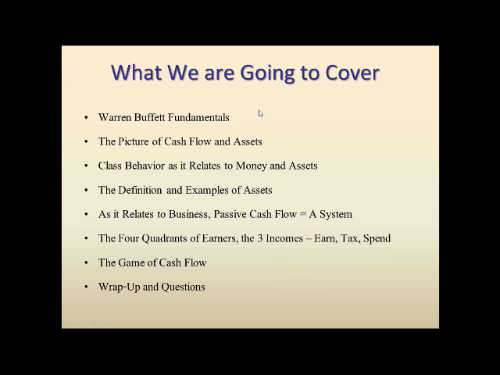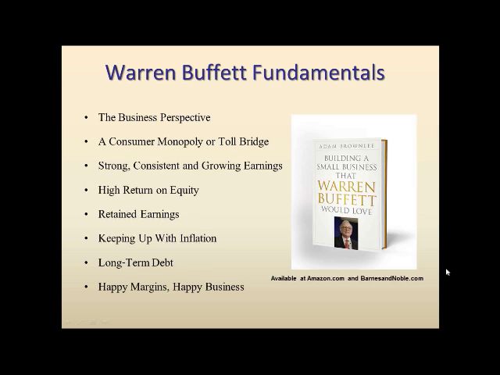I was just going to go over real quick Warren Buffett's fundamentals, the picture of cash flow and assets, the different class behaviors that you've probably seen in Robert Kiyosaki's books, the definitions of examples and assets that lead to financial independence, how Warren Buffett's business model can fall into that framework. It's very important. The three quadrants of earners that Robert Kiyosaki talks about, the game of cash flow, and then any questions. And all this kind of fits in the paradigm of financial independence.